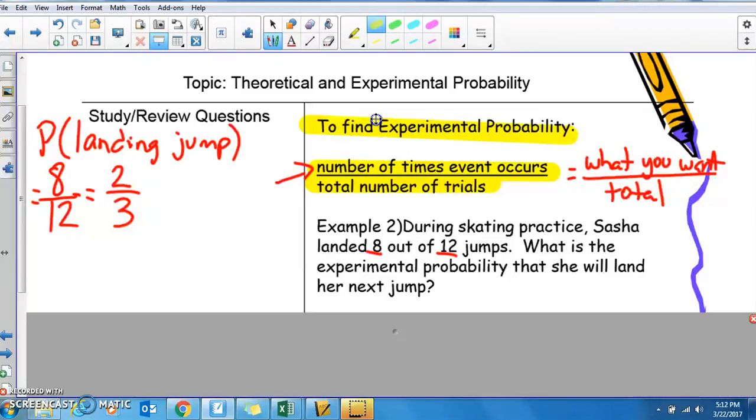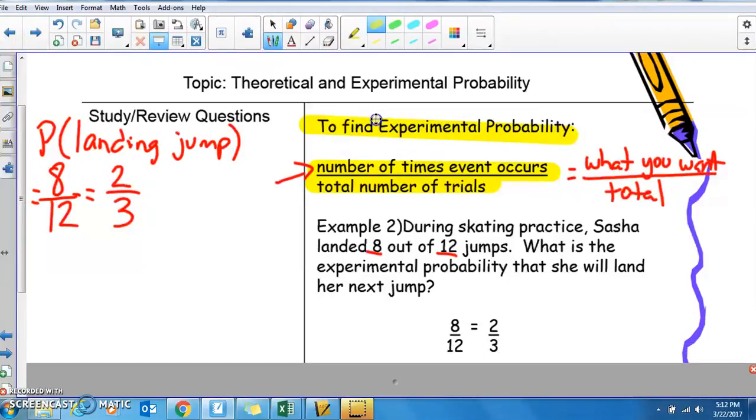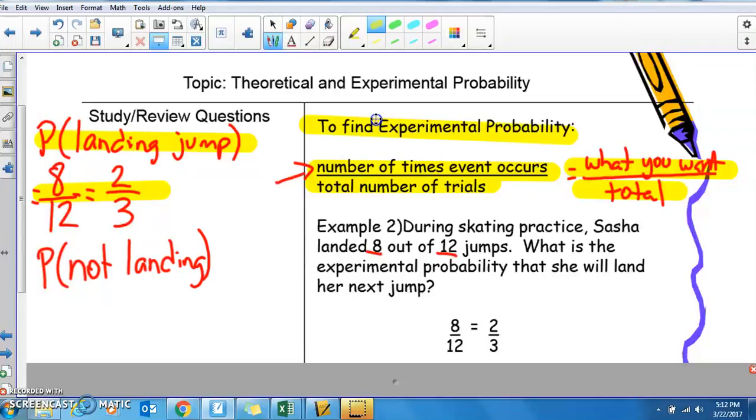Now let's kind of turn this around. I'm going to give you another example based on this scenario. But first, if you will, go ahead and copy this down. All right, our next scenario is, what is her probability of not landing it? All right, we'll have to think about it. She landed it 8 times, so how many times did she not land it? Okay, she landed 8. She tried a total of 12, so if I subtract, that means there were 4 that were not landed.